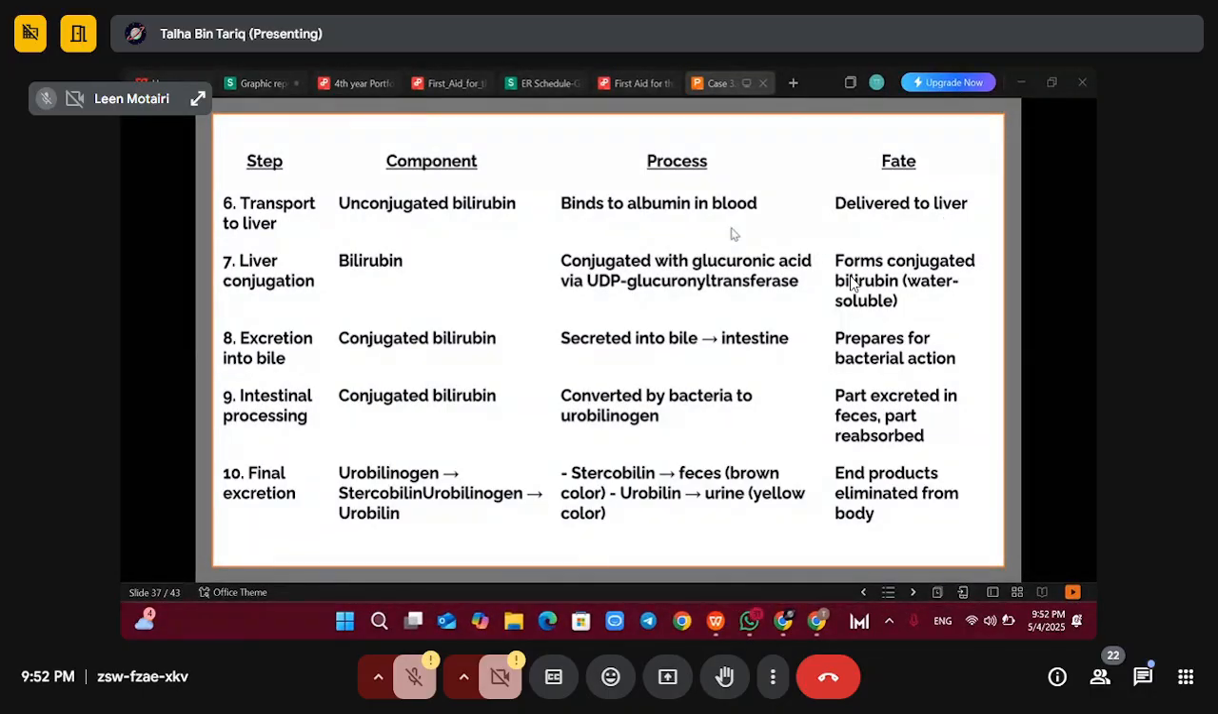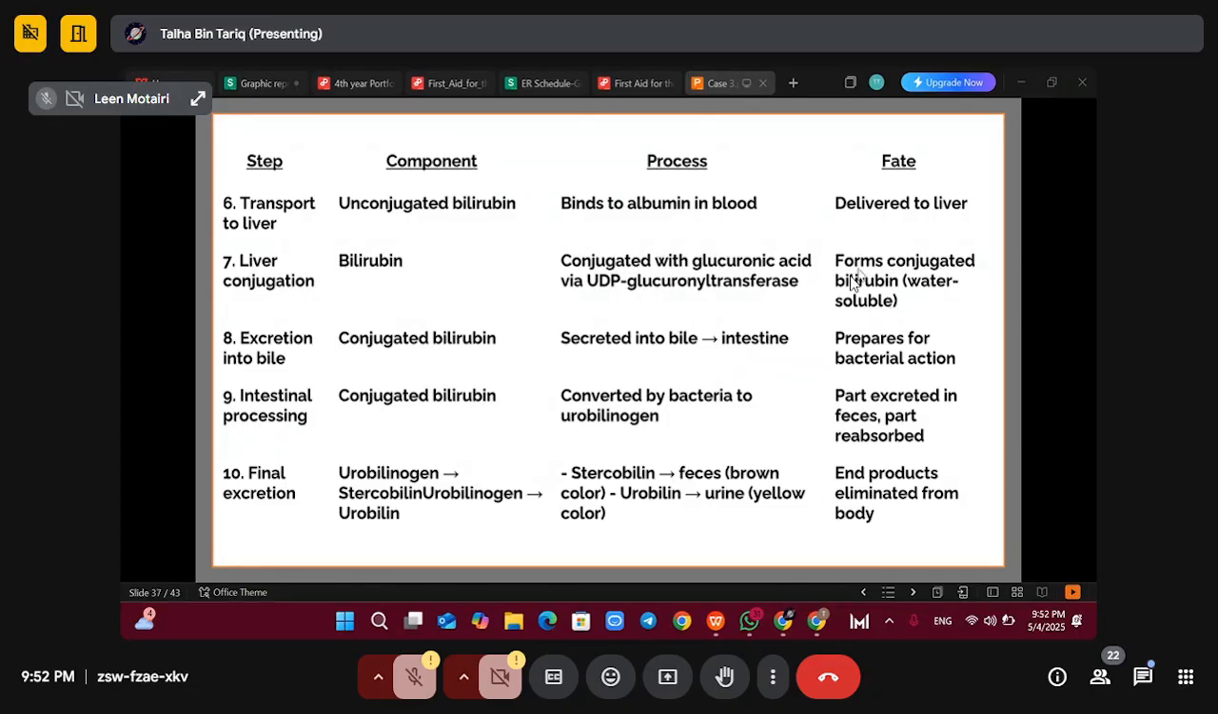After it's delivered to the liver, it will start its conjugation process. It will conjugate the bilirubin. So unconjugated bilirubin will be conjugated with the help of UDP glucuronyl transferase, and it will be conjugated with glucuronic acid. So once this conjugated bilirubin is made, it is water soluble.